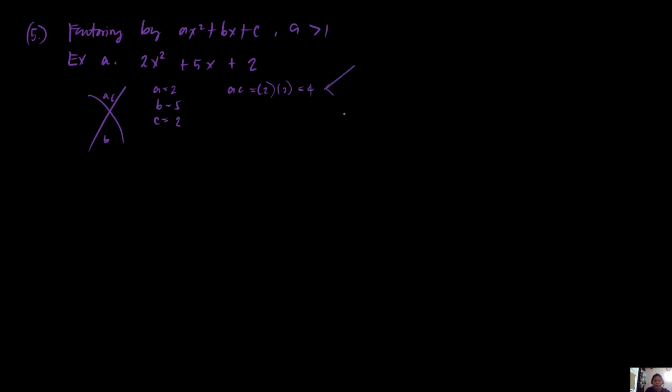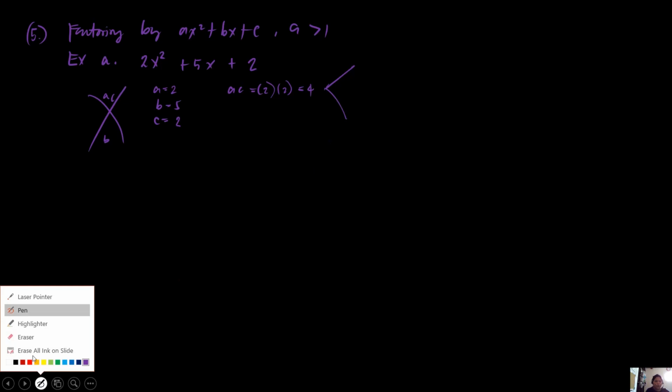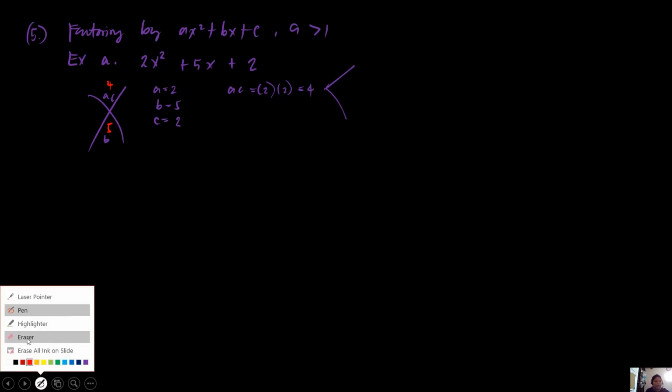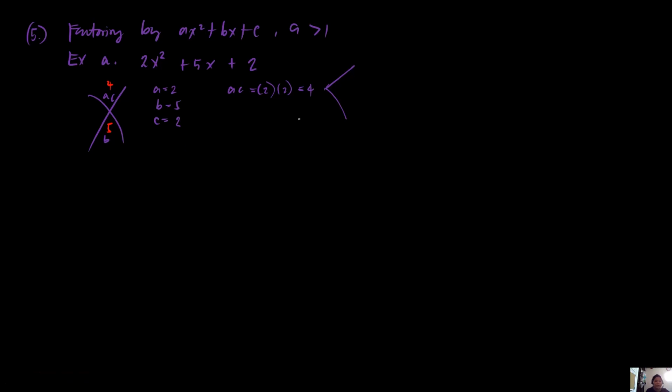What are the factors of 4 that if you add is equal to 5? Our AC is 4, our B is 5. What are the factors of 4 that if you add, the answer is 5? So list down the factors. We have 2 times 2 and we have 1 times 4. If you add 2 and 2, the answer is 4. If you add 1 and 4, the answer is 5. Since all of them are positive, we no longer need to look at other conditions. So the factors are 1 and 4.